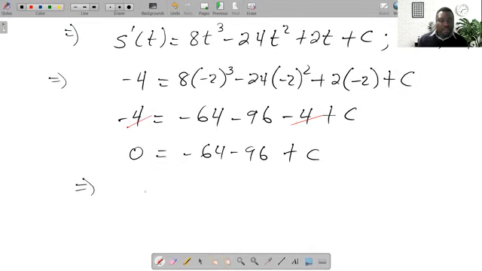That tells me that my C would be equal to 64 plus 96. And that will give me 160.